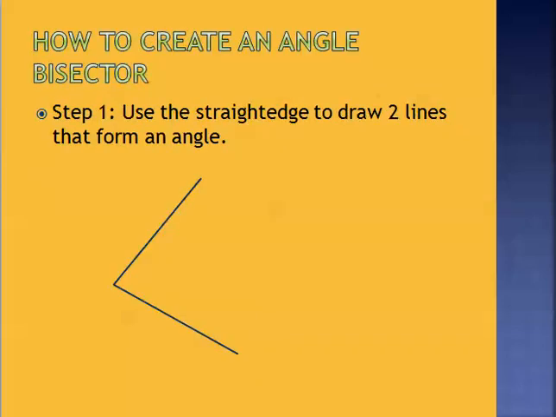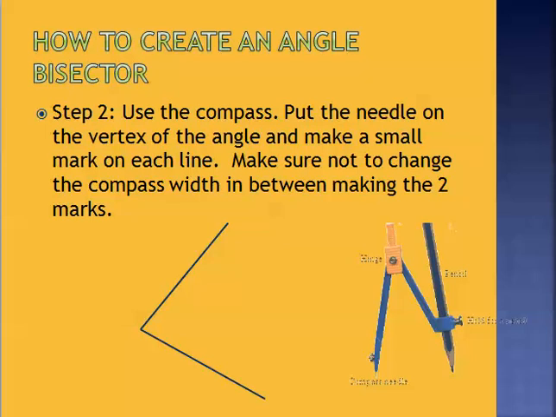Okay, so how do you create an angle bisector? First, you will need to use a straight edge to draw two lines that form an angle, as you see here on the page. Your angle could be any size. This right here is an obtuse angle, but you could create an acute angle as well. It doesn't really matter what size angle you have. Now you need to get out your compass. Now you would put the needle on the vertex of the angle and make a small mark on each line. Make sure not to change the compass width in between making the two marks.